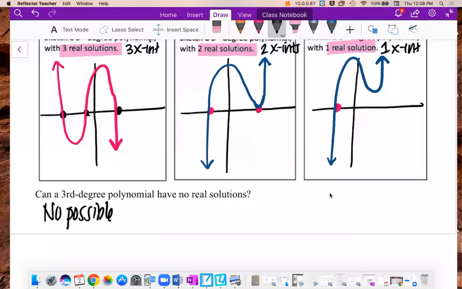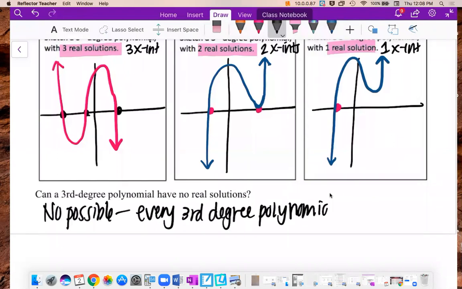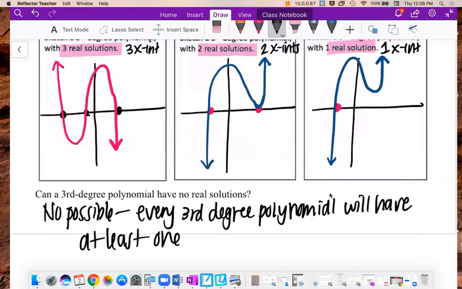Every third degree polynomial will have at least one real solution. So one place where it crosses the x-axis, which is going to be really huge for us whenever we can solve these polynomials.